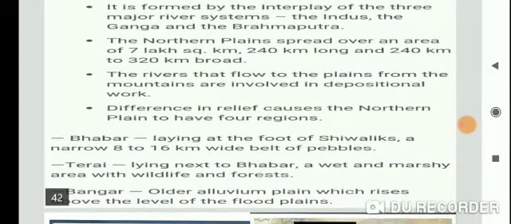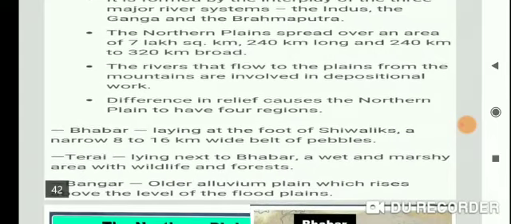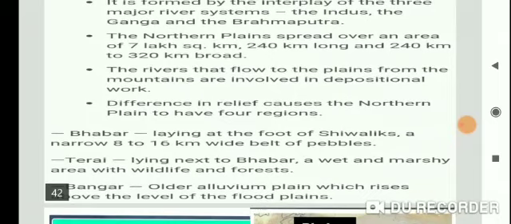Now Bhangar. Bhangar is very important: the largest part of the Northern Plain, consisting of older alluvial, is known as Bhangar. It presents a terrace-like feature and contains calcareous deposits known as Kankar. Older alluvial plains rise above the level of the flood plain. Bhangar soil is the older alluvial soil, the largest part of the Northern Plain, and it is called Bhangar. Clear?